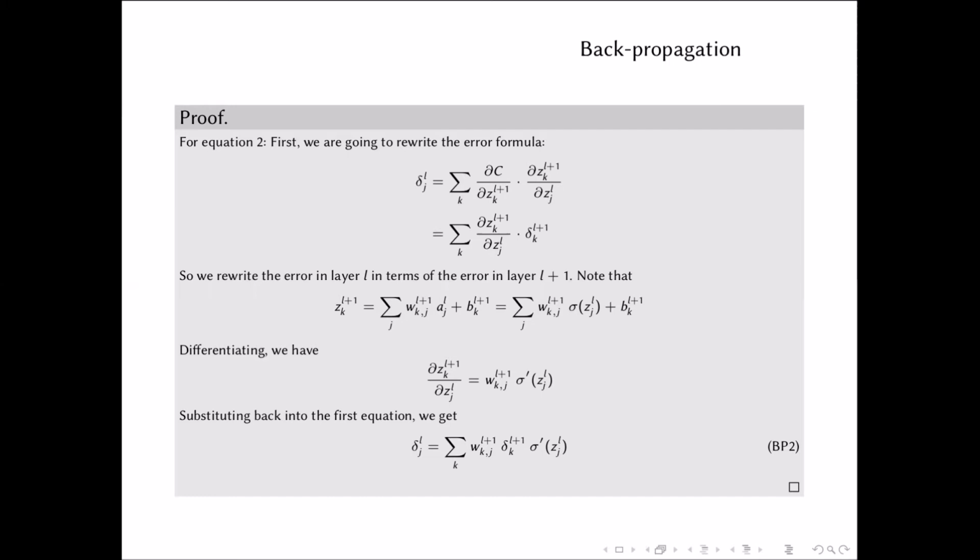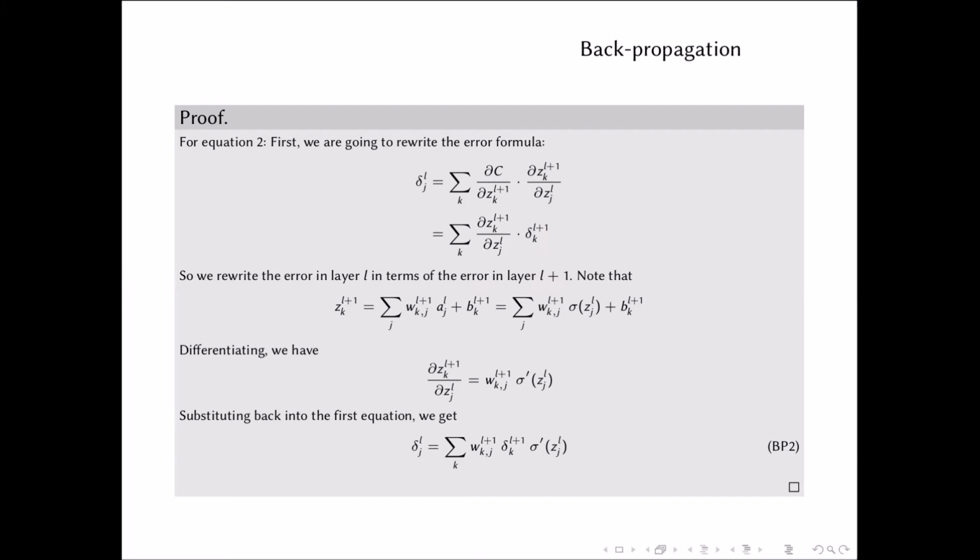If we look at the first part, this is the definition of delta K in layer L plus 1. So we just replace that with delta K L plus 1. We rewrite this delta formula for layer L in terms of the delta in layer L plus 1. Note that Z, which we define as the weighted inputs plus the biases, is the input to the activation function, and we differentiate with respect to Z J L.